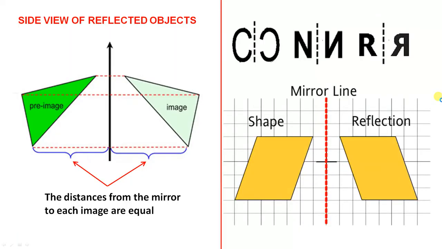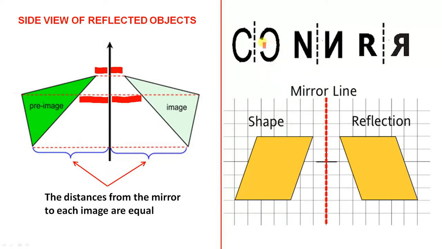The side view of reflected objects. Now here, the pre-image, that means the original image. That's the original one. Pretend that this is the mirror or the line of reflection, and that's the image on the other side. This is very important here. The distances from the mirror to each image are equal. In other words, that distance there is the same as that distance there. This distance here is the same as that distance there, and so on for all points.